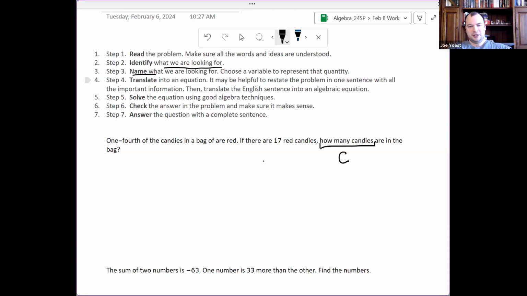And again, now I want to translate into an equation. An equation is a statement that two expressions are the same. So what is the kind of common element here? What is, in a sense, like the key that I can use to match up two different pieces? Well, red candies. I have two different ways of making a statement about how many red candies there are. One way is the simple statement that there are 17 red candies. That's one expression.